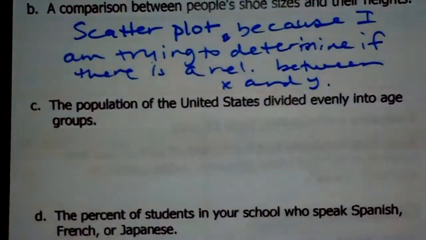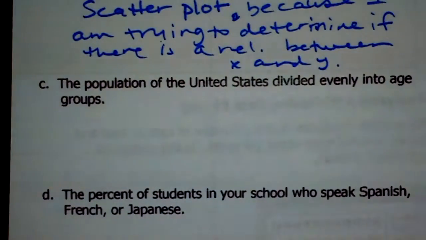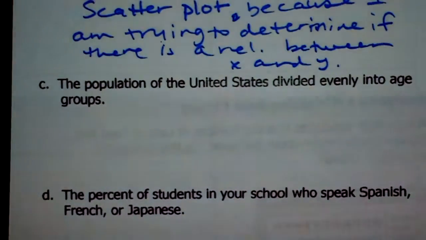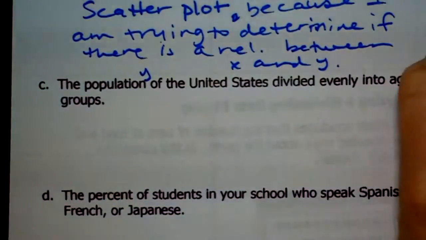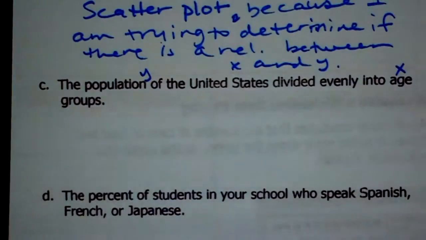Okay. Letter C says the population of the United States divided evenly into age groups. So picture this. We have the population, right? That would be what I'd count. And then we have age groups. And when you have age groups, we'd probably say, people in their 20s, 30s, 40s, 50s. Those are age ranges, aren't they? Which graph is great for showing ranges?